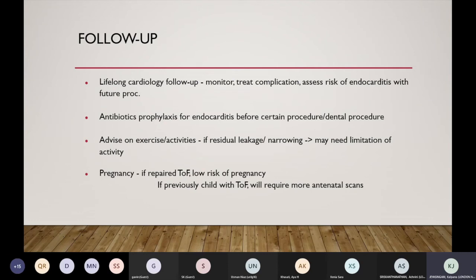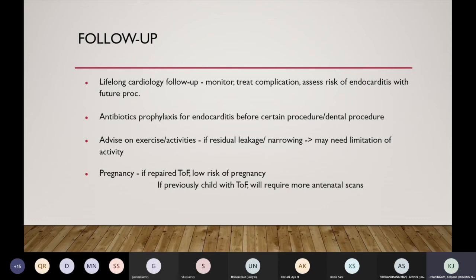So as we said, lifelong cardiac follow-up, monitor and treat any complications and reassess the risks, particularly for endocarditis. And if children who had tetralogy of Fallot repaired are going for other invasive procedures, you may even have to think about prophylactically covering them for endocarditis, simply because they are at such a great risk of infection. Again, you have to give them advice on exercise and activity, especially if there's residual leak or narrowing, and they may have to limit the activity.